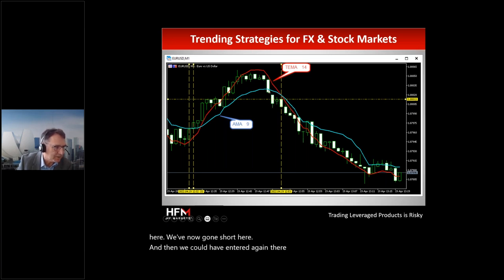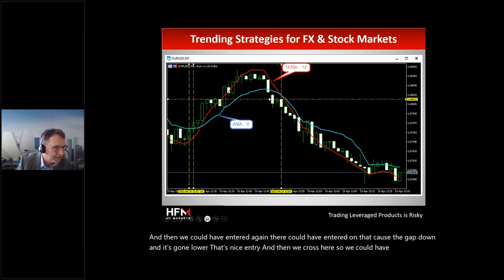Could have entered on that because of the gap down and it's gone lower. That's a nice entry. And then we cross here, so we could have entered here. So we could have entered here, here, and here. And the trend keeps running. Might have got out there as it's retraced above, but then gone back in here a minute later.